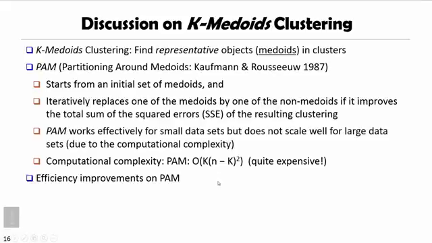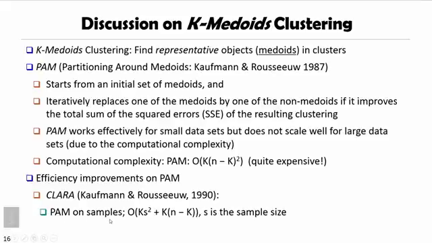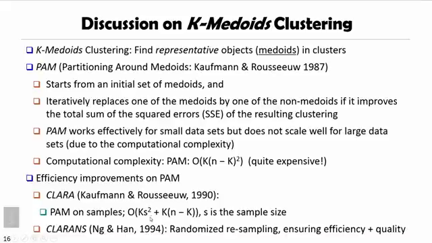So how do we improve its efficiency? There's one proposal by the same authors in 1990 called CLARA, which is essentially PAM on samples. That means instead of using all the points, we choose a sample S, where S is the sample size. Then the computational complexity, this square, comes down to the size of the sample. However, if the initial sample selection is not good, the final clustering quality could be poor. Then in 1994, another algorithm called CLARANS was proposed, where in every iteration we do randomized resampling. That means we do not keep exactly the same sample. We do randomized resampling, which ensures both the efficiency and the quality of clustering.